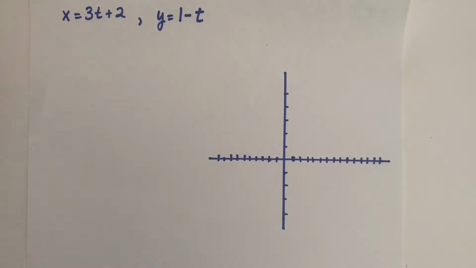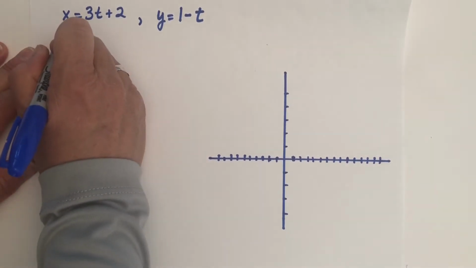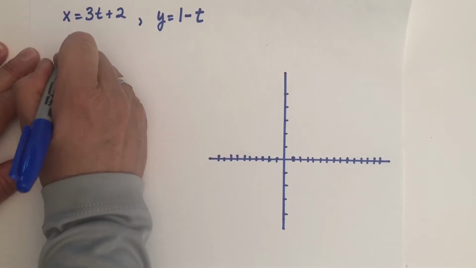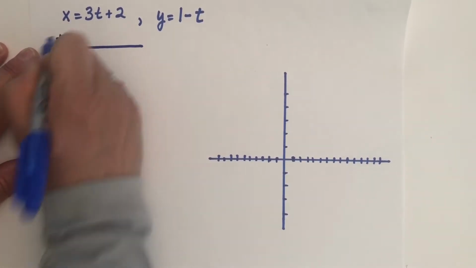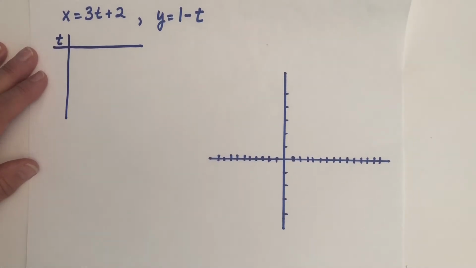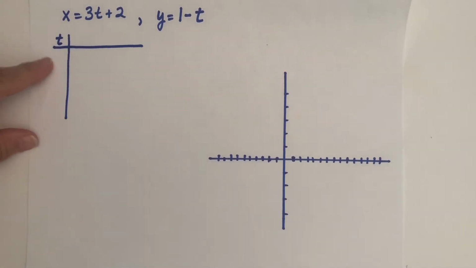We'll have x equals 3t plus 2 and y equals 1 minus t. So let's start by finding some ordered pairs of points that would be on the curve. To find those values of x and y, I'm going to put in different values for our parameter t. I'm going to put some negative values and positive values, and as you do this, you can adjust the values of t that you put in.